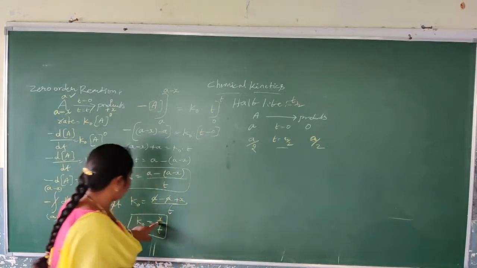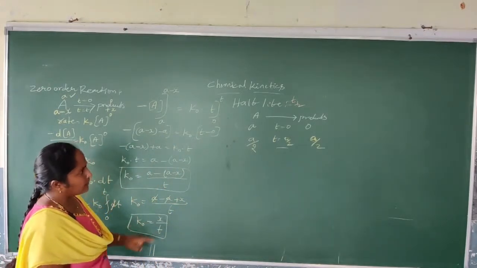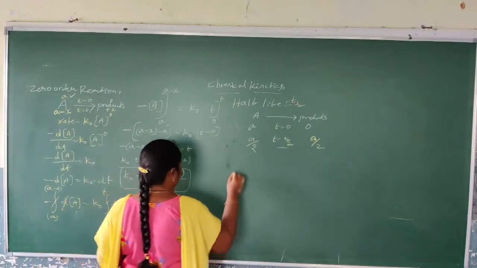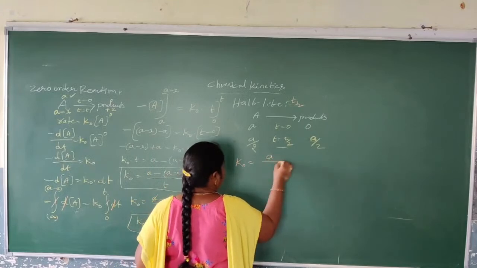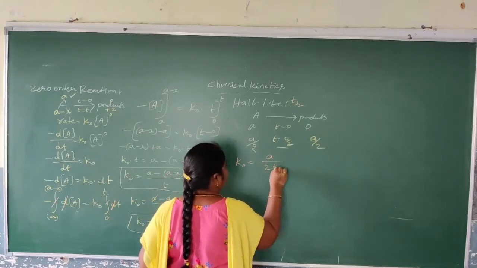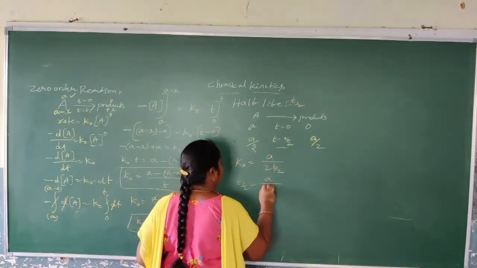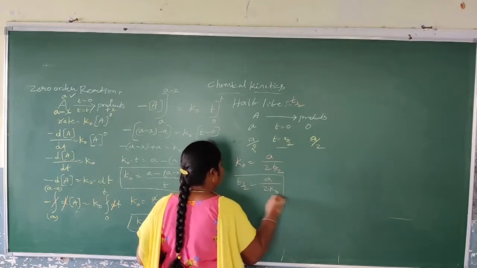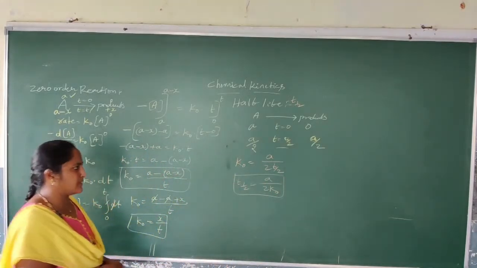For this, in the place of X, we have to take A by 2. In the place of T, we have to take T half. So K naught is equal to A by 2 T half. We want T half, so T half is equal to A by 2 K naught. By using this, we calculate the half-life for the zero order reaction.